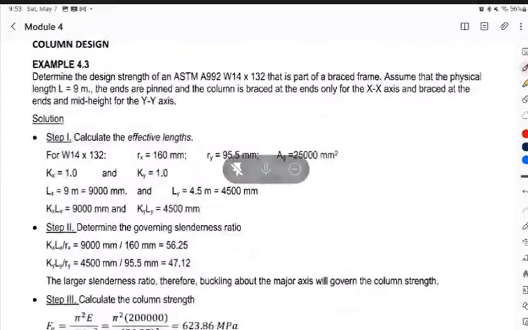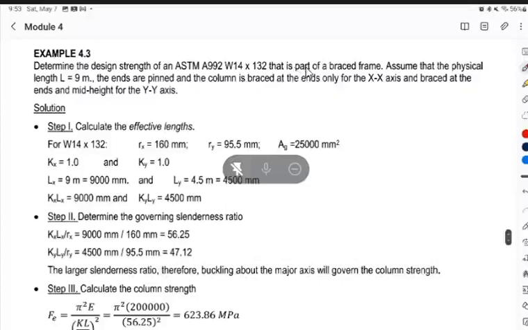Okay. So, anong column design example? Determine... hindi naman ito column design eh. The design strength for ASTM A992 W14 by 132 is part of a braced frame. Assume that the physical length is 9 meters, the ends are pinned, and the column is braced at the ends only for the x-axis and braced at the ends and mid-height for the y-axis.